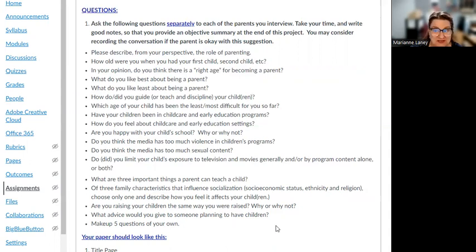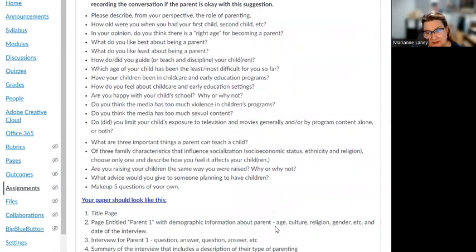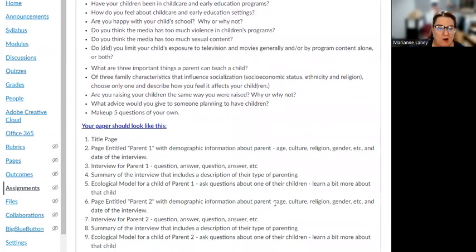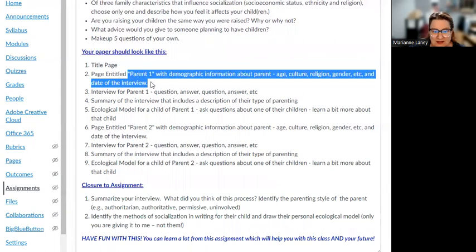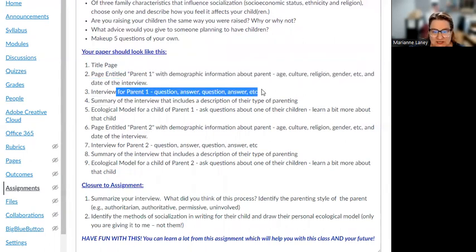And then you get to come up with 5 questions of your own. Please don't repeat the ones you did in 107. Okay. And this is how you put your paper together. Give me a title page. Okay. You can do parent one. This one is all the information about parent one. This one is the interview question and answer, like Q1, A1. Question 1, answer 1. Question 2, answer 2. Question 3, and you can do it like that. That's okay.